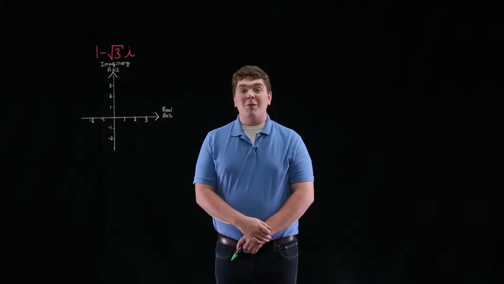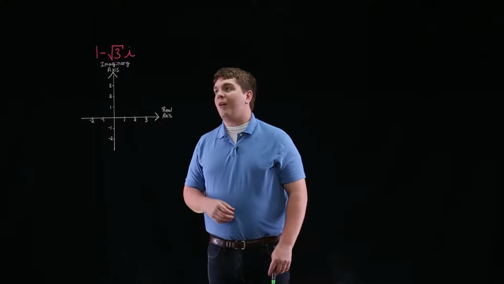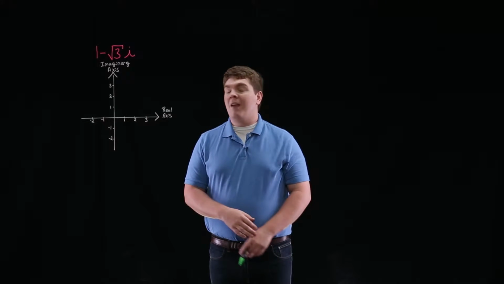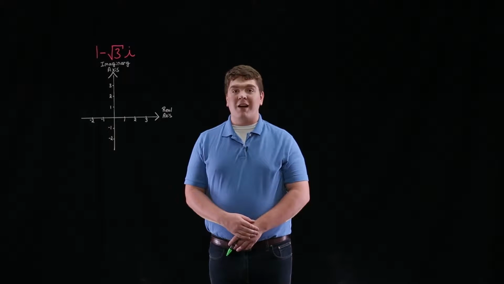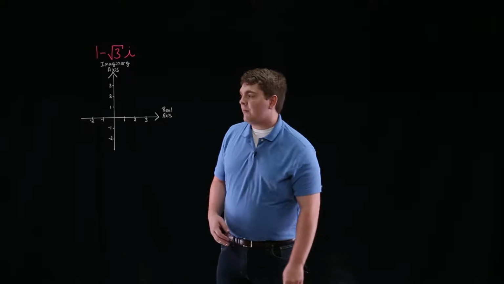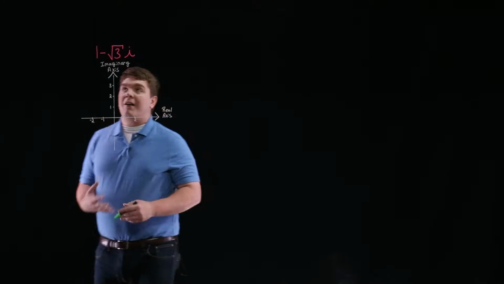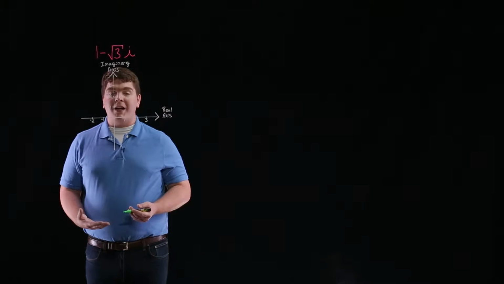For this problem, we're asked to plot the complex number 1 minus the square root of 3i, and then write the complex number 1 minus the square root of 3i in trigonometric form. Let's begin by plotting the number 1 minus the square root of 3i.